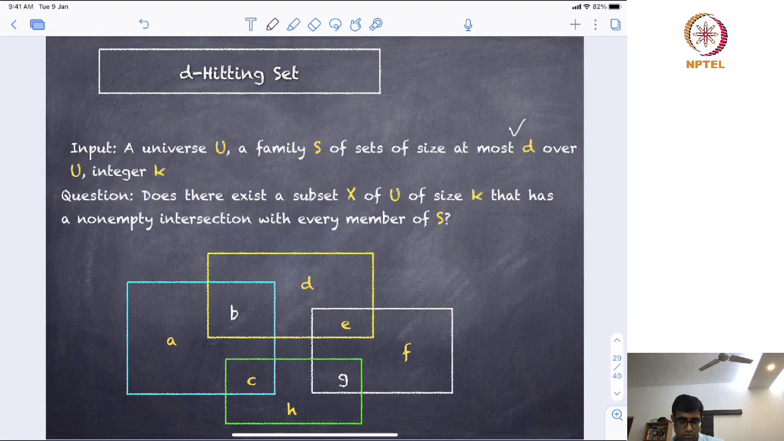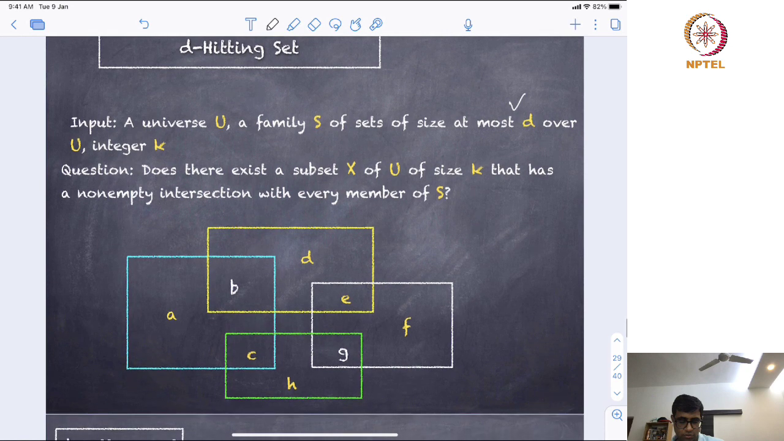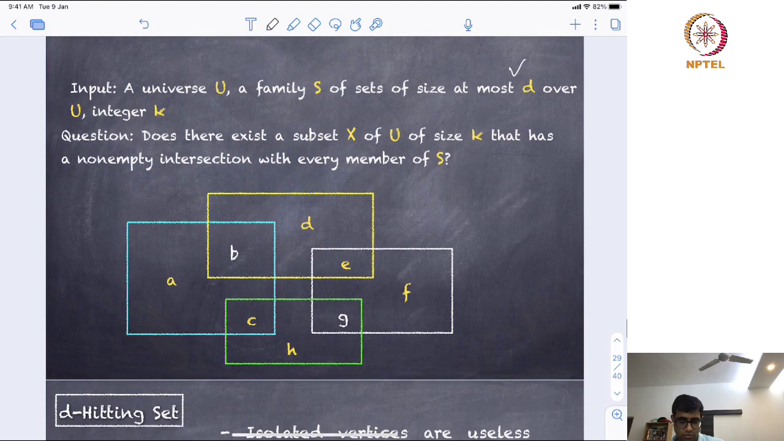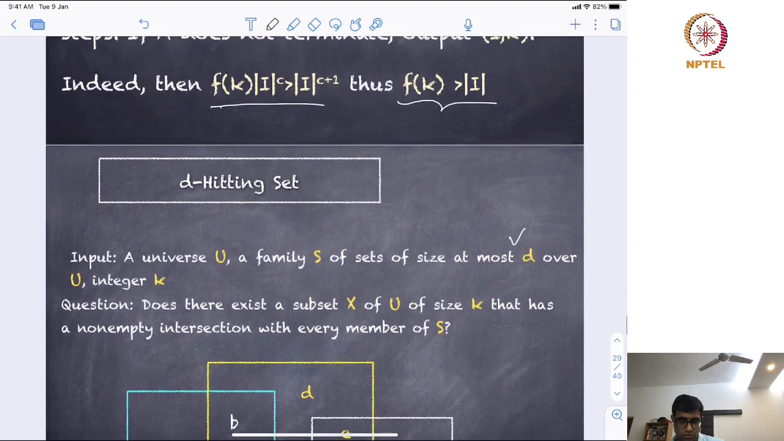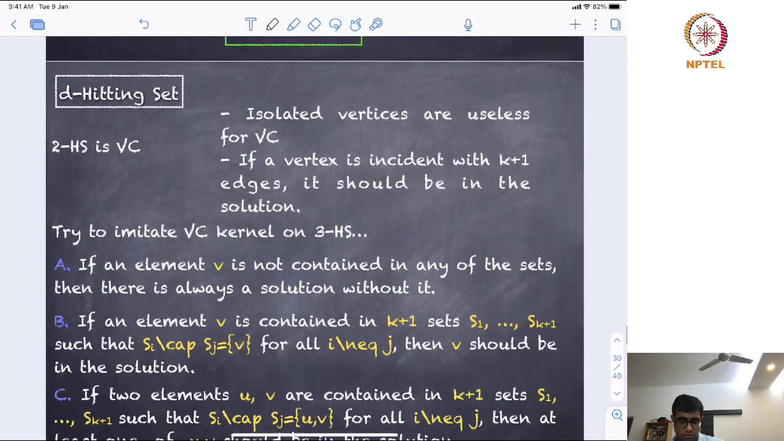So this is a very classical hitting set problem, and it is d-hitting set because every set in the family is upper bounded by d. So for example, this could be your set family: yellow, blue, white, green, and they are intersecting amongst themselves. So we would like to make a kernel for d-hitting set.